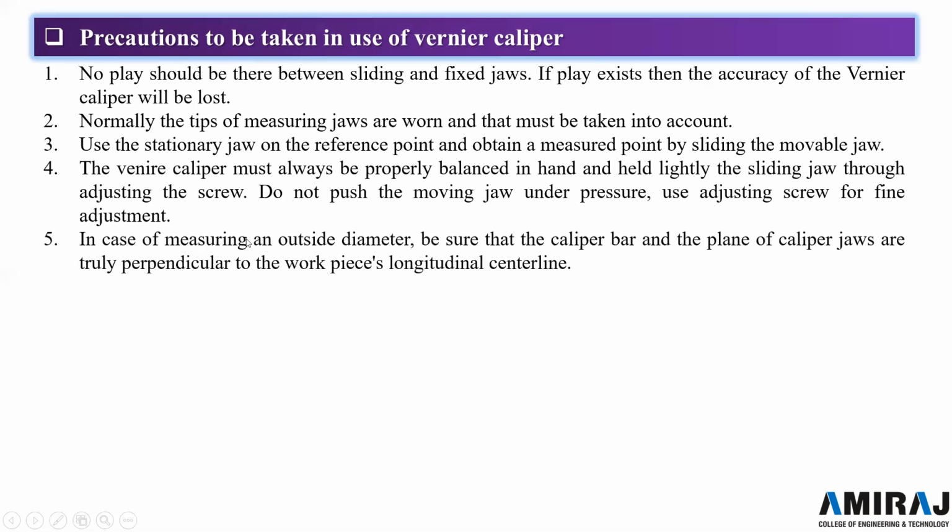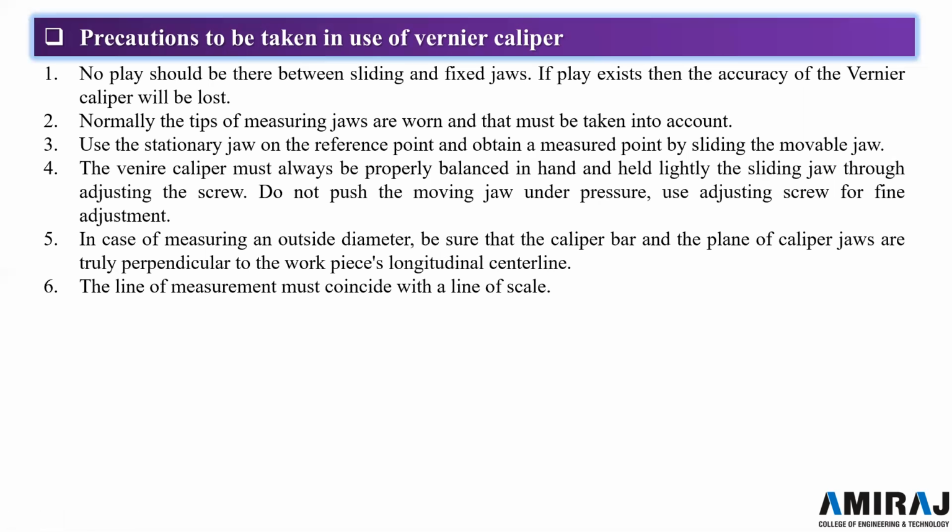In case of measuring an outside diameter, be sure that the caliper bar and the plane of the caliper jaws are truly perpendicular to the workpiece longitudinal center line. The line of measurement must coincide with the line of scale. So these are the certain precautions to be taken in use of the vernier caliper.